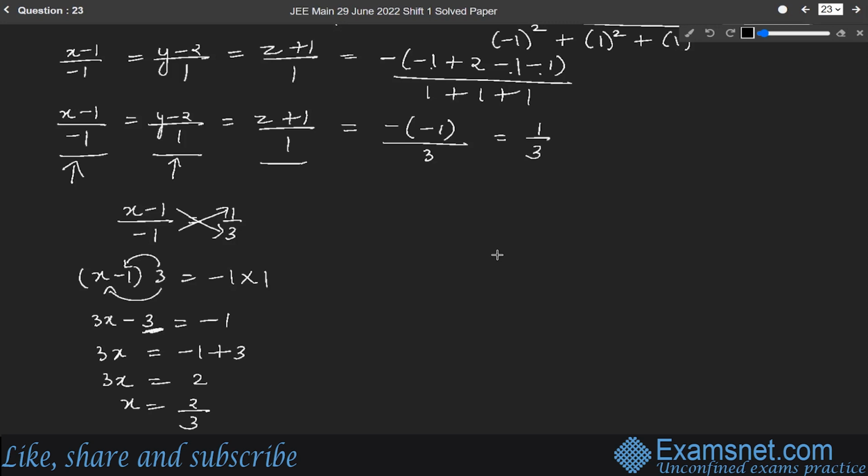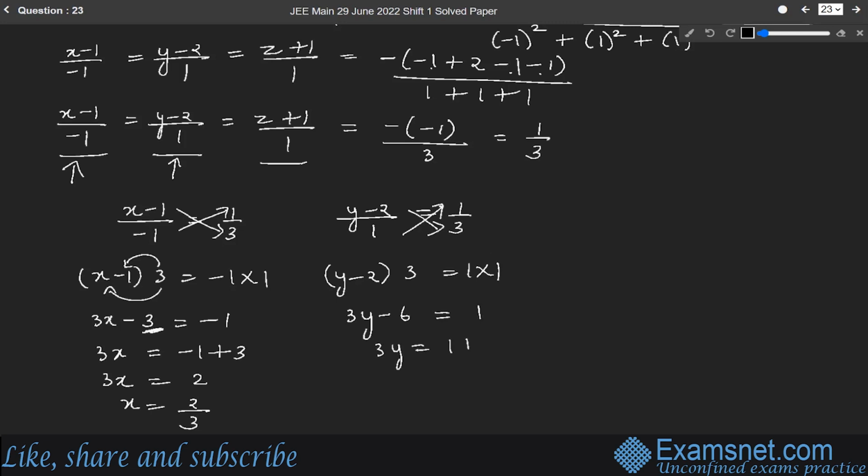So for the second part, (y minus 2) divided by 1 will be equal to 1 by 3. Again cross multiplying, we get (y minus 2) into 3 is equal to 1 into 1. So 3 into y is 3y, minus 3 into 2 is 6, it is equal to 1. So 3y is equal to 1 plus 6. So 3y will be equal to 7, right? So y will be equal to 7 by 3. Similarly, we can calculate the value for z.